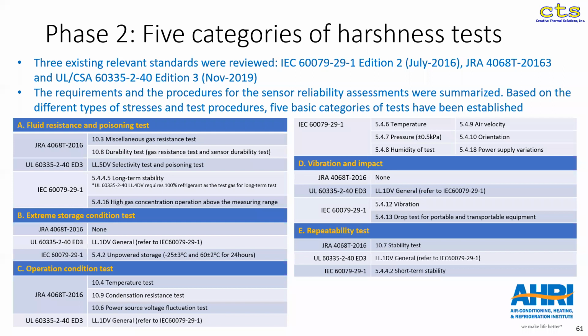Then there's a category, extreme storage condition tests. What happens if the sensor is stored at very high or very low temperature, and is it still accurate later? Then the so-called operation condition tests. This is testing under very high temperature, different pressures to simulate different altitudes and so forth, different supply voltage and whatnot. Category D, you see here, is vibration and impact. The standards are pretty elaborate on this one. Then we have a repeatability test, which is a longer term and a short term stability test. Next, please.